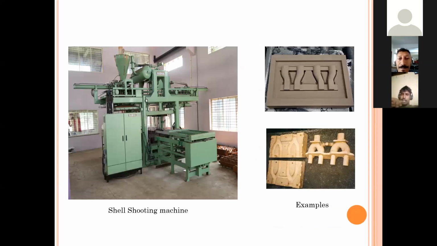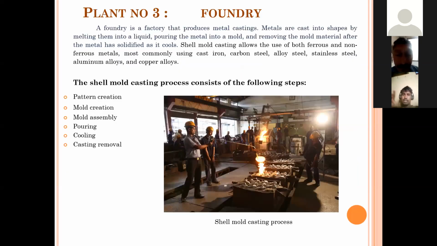Okay. In total, the machine looks like that. There are two examples. One is an example of shell molding, and the second one is core molding. Next one. This is the main of the industries.